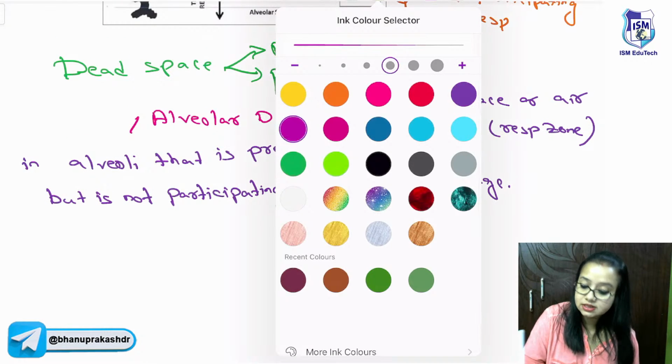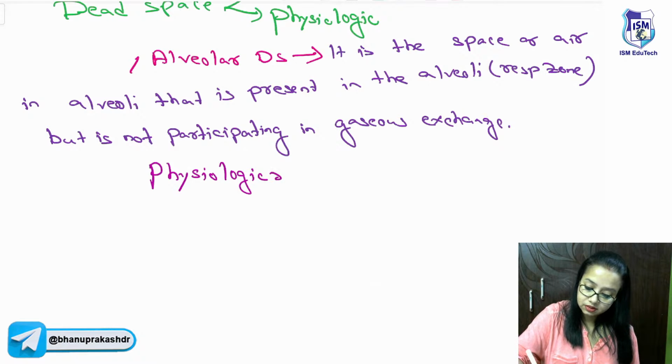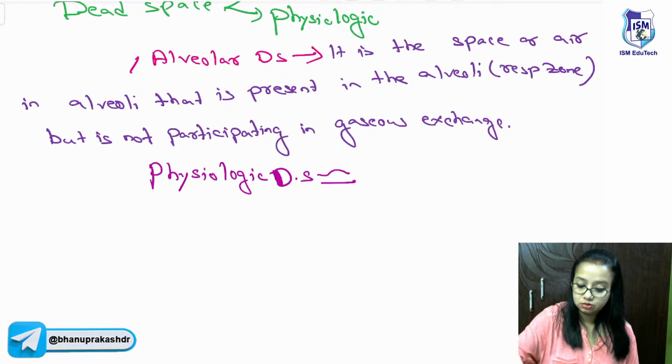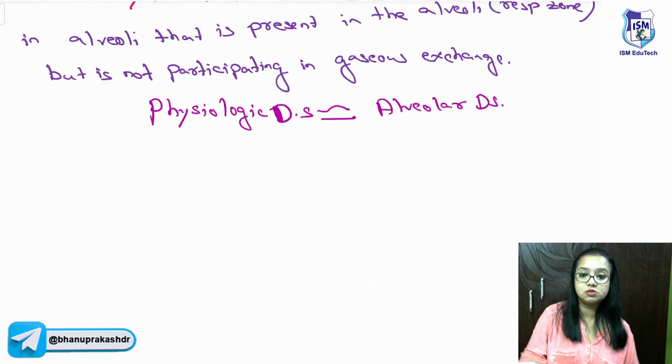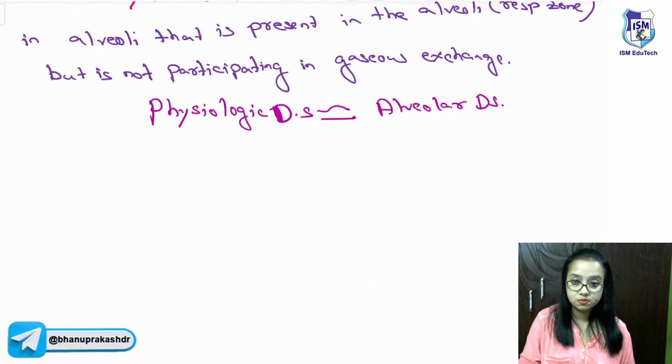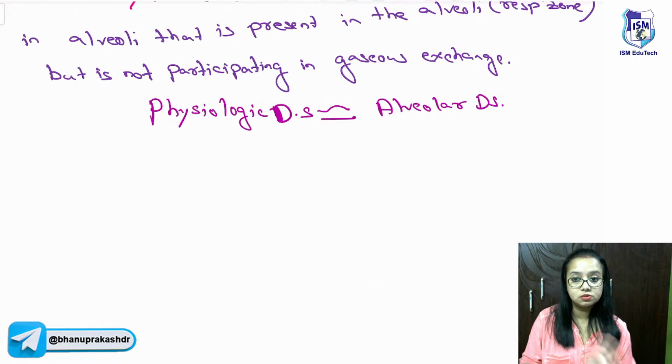A very recent finding says that this physiologic dead space is equivalent to the alveolar dead space. In some books, you also find that physiologic dead space is equal to anatomic dead space plus alveolar dead space. So there is a little bit of conceptual argument in it. Okay, some say physiologic dead space is equivalent to the alveolar dead space, means they both mean the same. Some say that physiologic dead space actually combines both the anatomic dead space and the alveolar dead space.